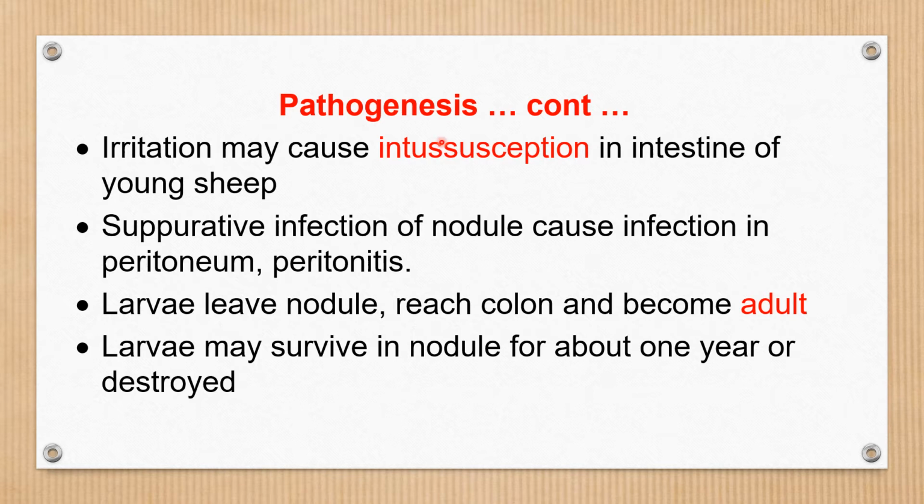Continue here, pathogenesis. Excessive irritation in the intestine may cause a condition called intussusception of the intestine, especially in young sheep. Intussusception means telescoping of the intestine. One portion of the intestine enters the other portion of the intestine. That is because of the great irritation due to this parasite. Increasing peristaltic movement leads to intussusception. This is a dangerous condition.